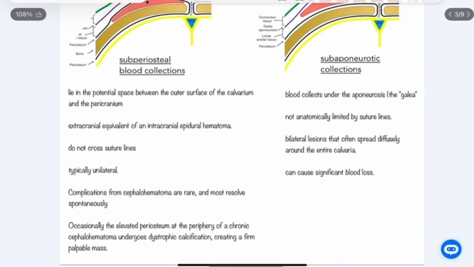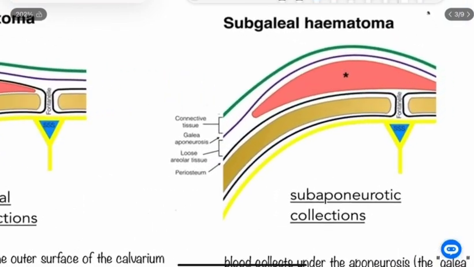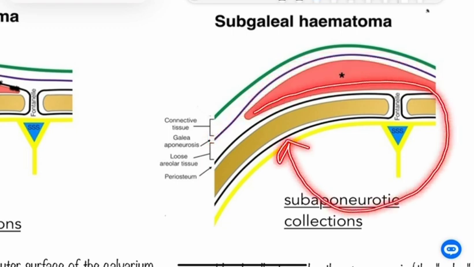We have also studied that occasionally the elevated periosteum at the periphery of a chronic cephalhematoma can undergo dystrophic calcification, creating a firm palpable mass. Now let's take a look at subgaleal hematoma. Subgaleal hematomas are basically subaponeurotic collections, that is, collections of blood below the galea aponeurotica. Therefore, they can easily cross the midline and spread over the entire calvaria.